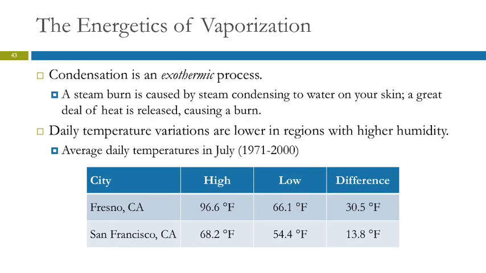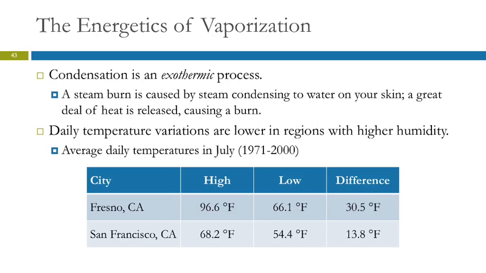Here's a graph I made comparing average daily temperatures in July from 1971 to 2000. I just pulled this off the internet. For Fresno and for San Francisco. Okay, we are roughly the same distance from the equator, so it's not that San Francisco is so much farther north that they're cooler. The average high in Fresno in July, 96.6. The average high in San Francisco, 68. That sounds nice, doesn't it? The average low in Fresno, 66. The average low in San Francisco, 54. So it's much cooler in San Francisco in July, we know that.